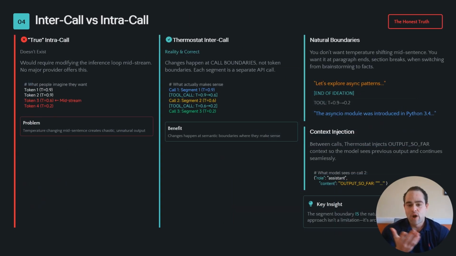So let's go over what that would look like. A true intra-call temperature change doesn't really exist as far as I know. It requires modifying the inference loop midstream. I have seen OpenAI allude to that in their GPT-5 demo.